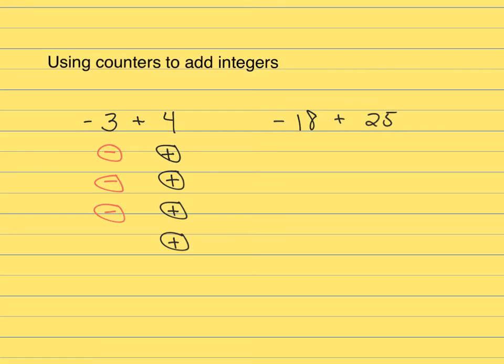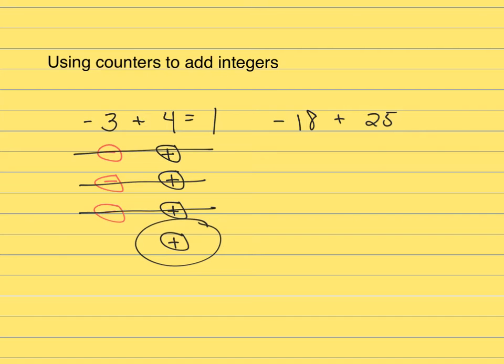We've been using counters as well to solve some problems, so I just wanted to show you something very simple like -3 plus 4. And you can draw out your counters as I have here and here. And then you can find your 0 pairs and just kind of cross them off. Here's a 0 pair, 0 pair, here's another 0 pair. And what is left is your answer. So our answer is +1.